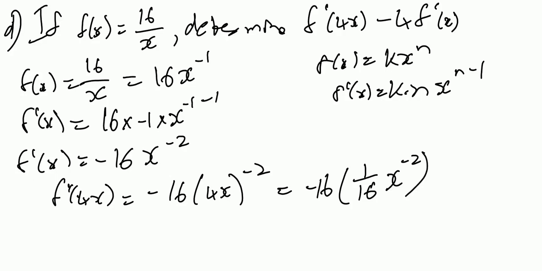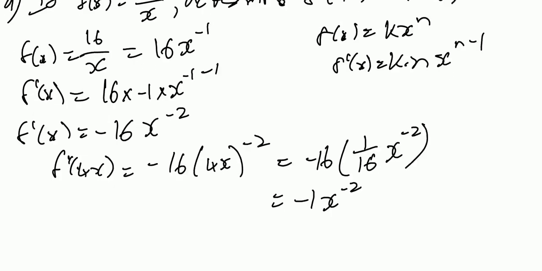Okay, so now we can solve. It's going to be minus 16 multiplied by 1 over 16, which is minus 1 x to the power negative 2. So this is our f prime 4x.